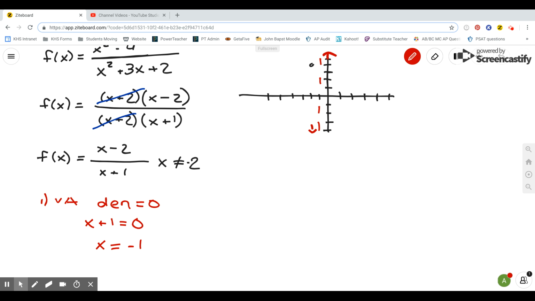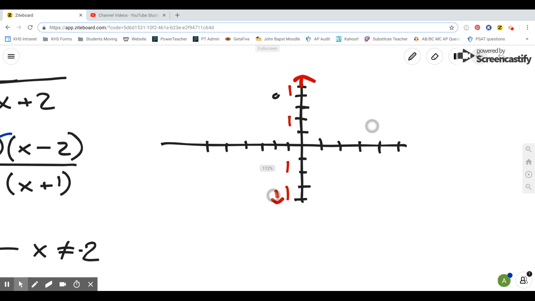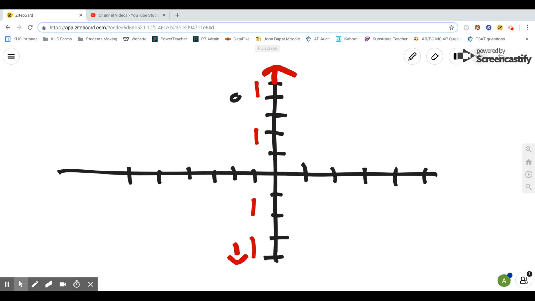Let's check out horizontal asymptotes next. So let me change my color. Let's do blue. Horizontal asymptotes. So we want to look at the degrees of our numerator and our denominator. We see that the degrees are the same. So we're going to take the leading coefficients, 1 in the numerator and 1 in the denominator. So our horizontal asymptote is y equals 1. So let's come over to our graph and put down our horizontal asymptote.